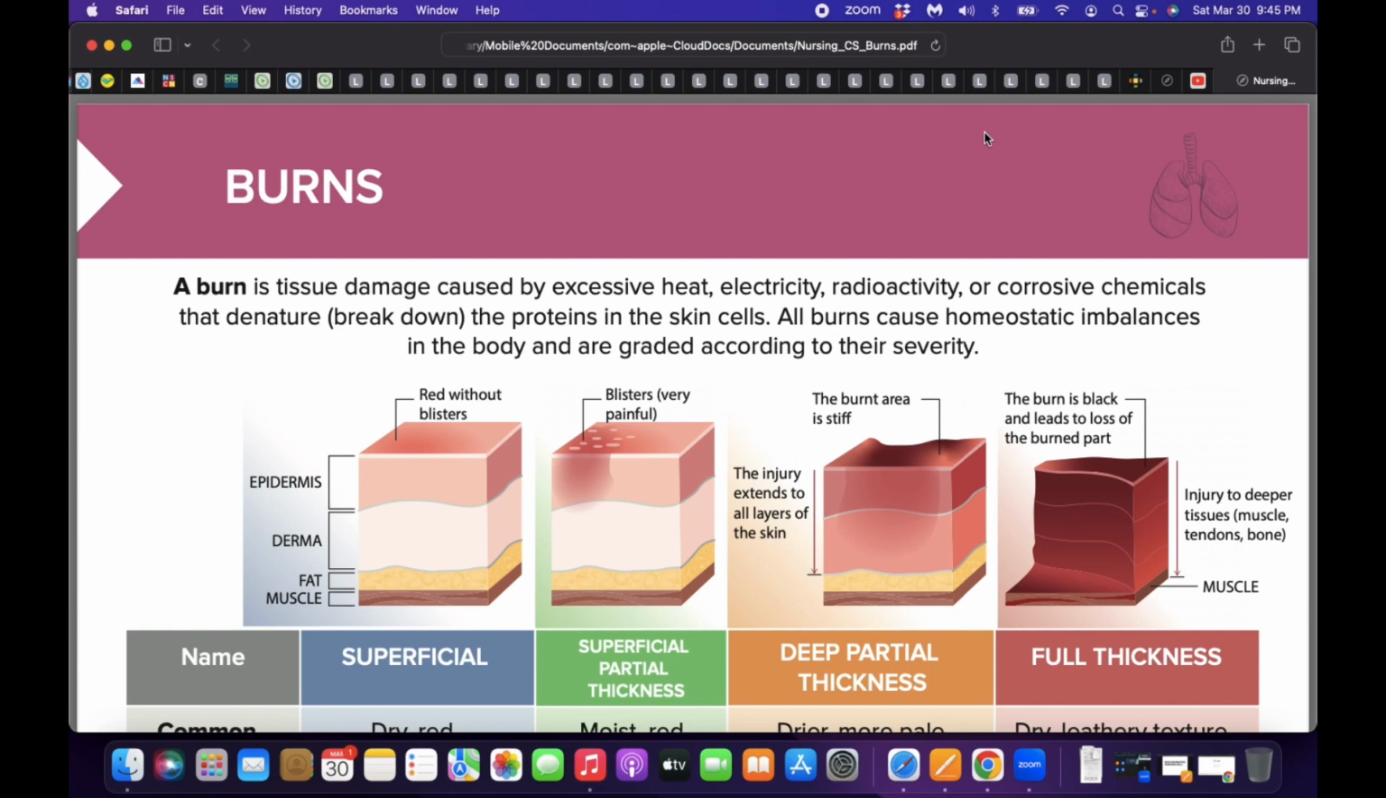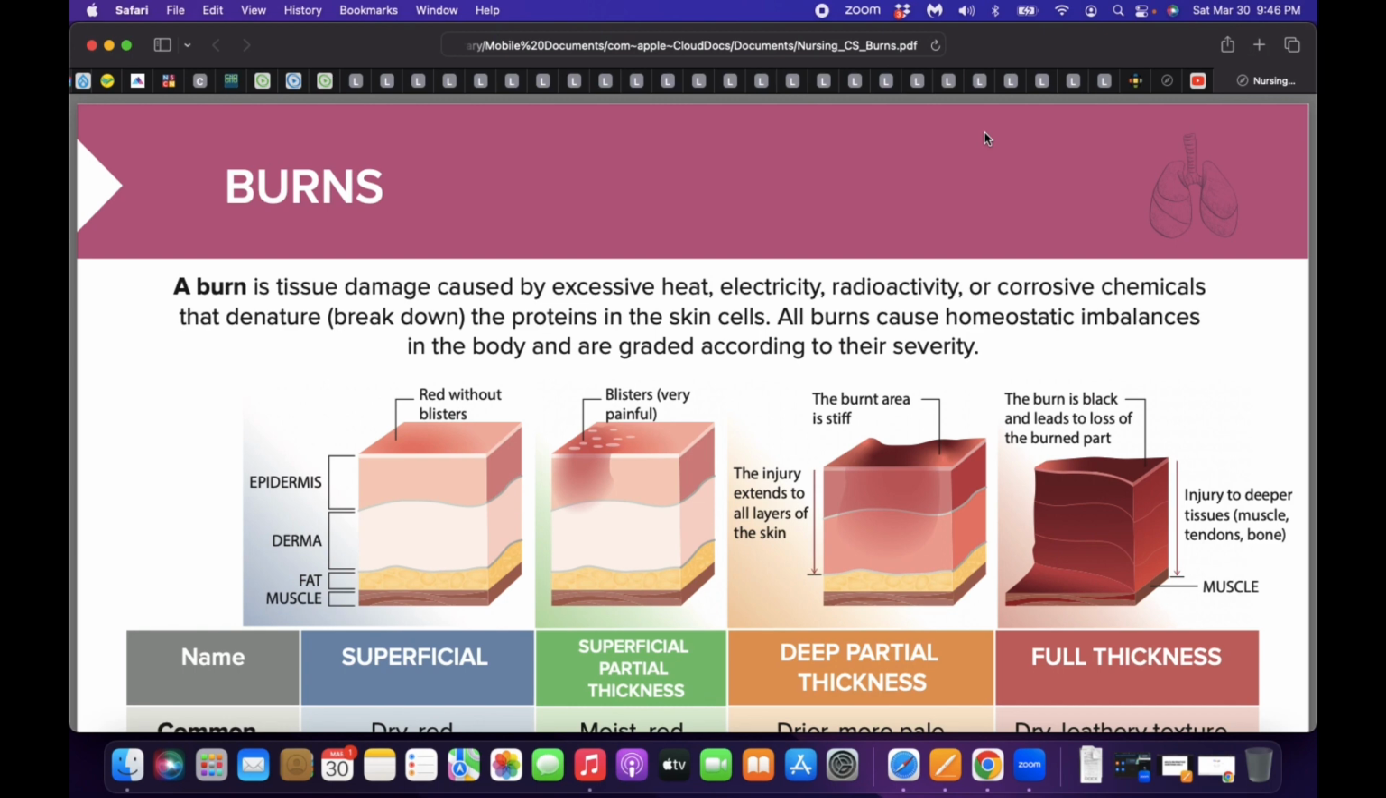Now let's get started. A burn is tissue damage caused by excessive heat, electricity, radioactivity, or corrosive chemicals that denature or break down the proteins in the skin cells. All burns cause homeostatic imbalances in the body and are graded according to their severity. A nurse who cares for a patient with a burn injury should be knowledgeable about the physiologic changes that occur after a burn, as well as assessment skills to detect the subtle changes in the patient's condition.